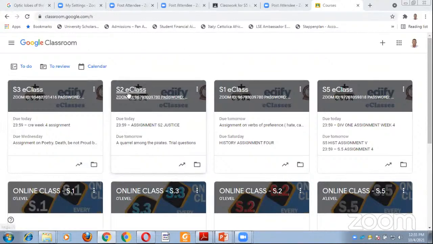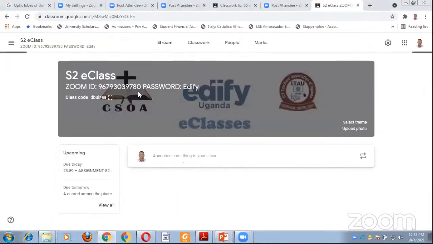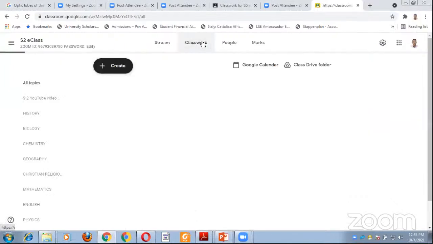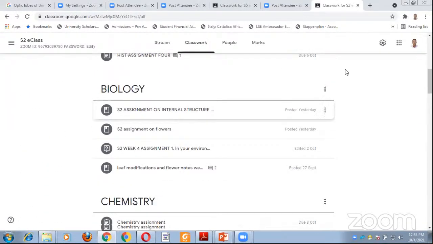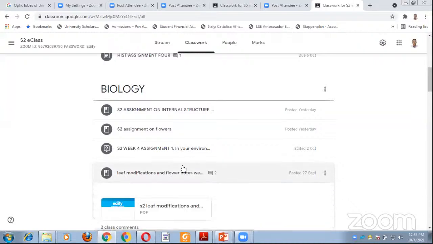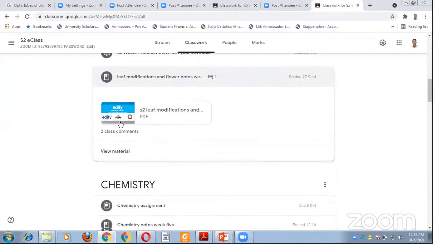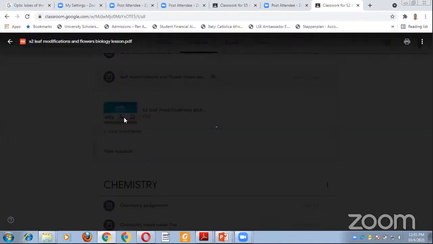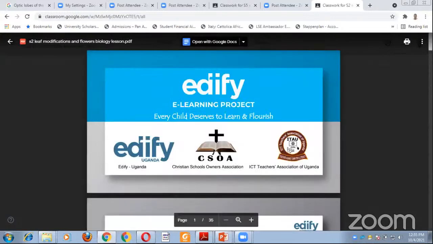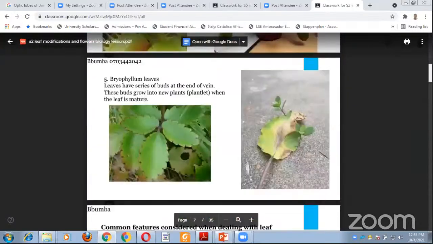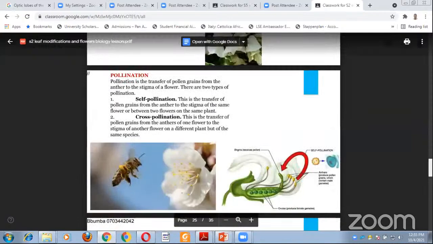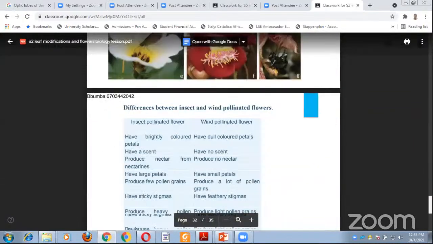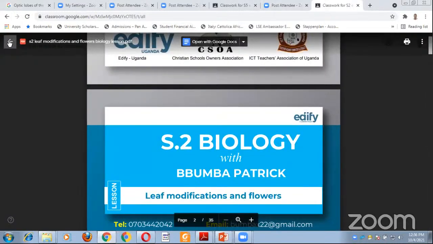You're welcome. So here, when you check S2E class, you click in it. After clicking in it, you come and click on classwork. After clicking on classwork, because I teach biology, you move down up to this section. In this section is where I put the notes, leaf modification and flower notes. Click in it. Even if I just click on it like this, see, the notes are there and you can access them very well. All these notes are there, so you don't need to keep on copying notes. These are the notes which I've been teaching and I already shared them there. Even the notes for the next lesson are there already. Are you seeing that? So please, next time, don't copy.